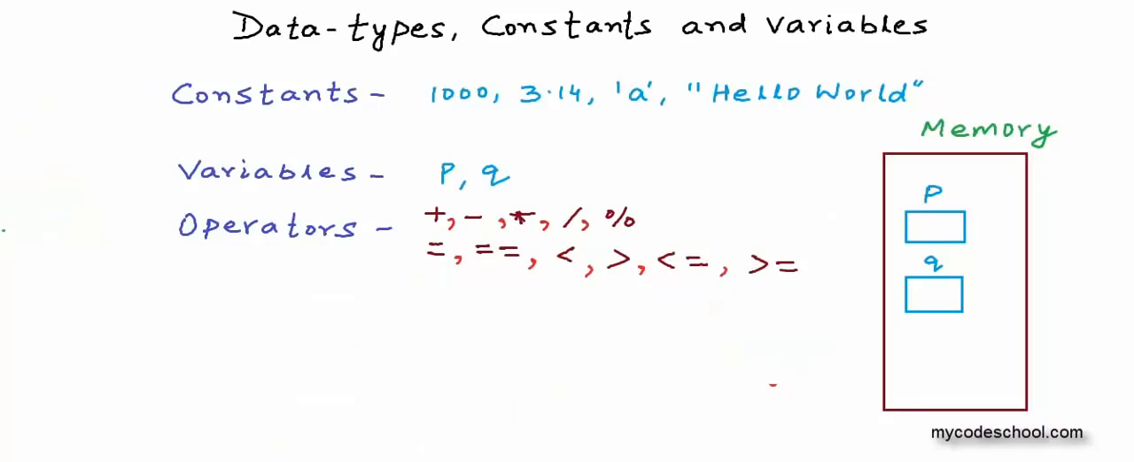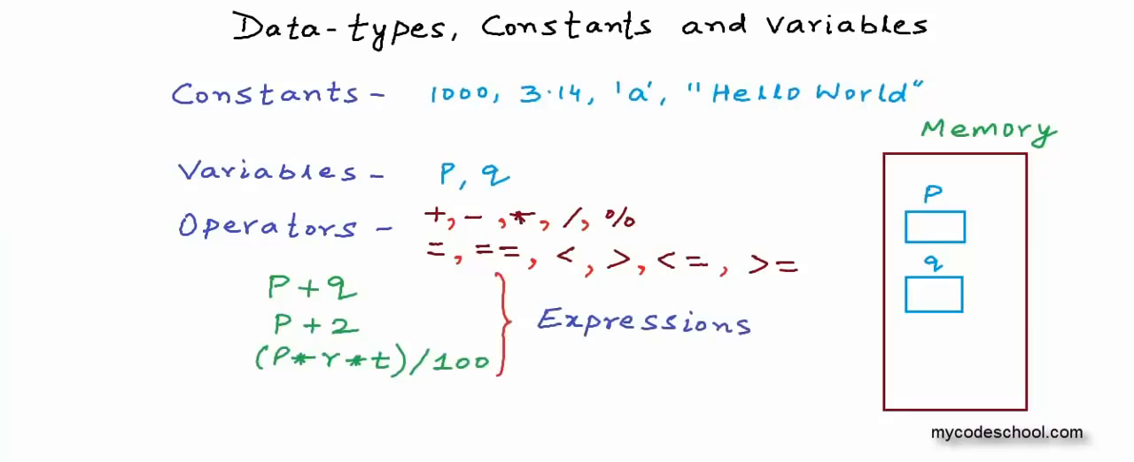Constants, variables, and operators are combined together to create mathematical and logical expressions that would evaluate to something. For example, let's assume that p and q are variables of type integer, then p plus q will evaluate to the sum of values stored in p and q. P plus 2 will evaluate to the value stored in p plus 2. Now 2 is a constant here. 2 is a constant of type integer, and we can have complex expressions also, like this one to calculate simple interest. Let's now see how we can use these building blocks in a real program.